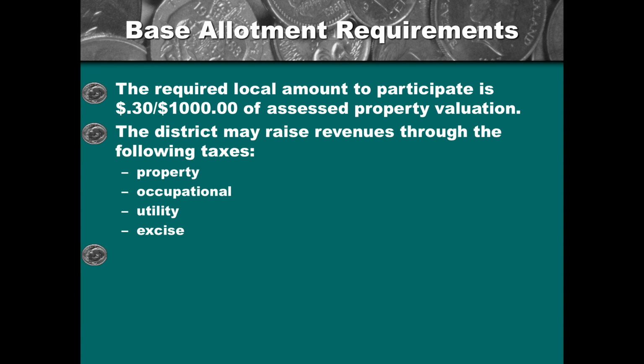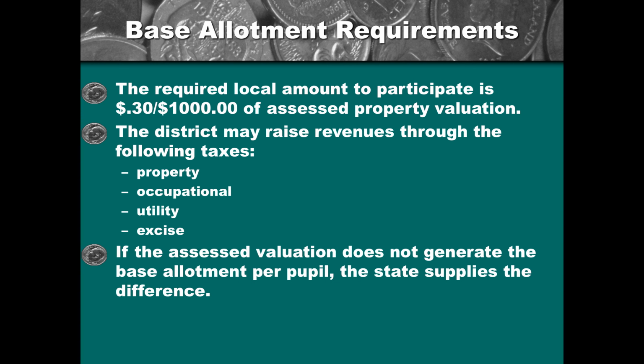And then the district has the ability to raise taxes in the following ways at the local level: through property taxes, which we've already talked about, property values; occupational taxes, which are taxes on wages. Some districts have that, many cities and county governments have that as well. There's also a utility tax and then an excise tax. If the assessed valuation does not generate the base allotment per pupil, the state supplies the difference. And there are some examples, particularly in the more rural, far eastern parts of the state, where this is the case.